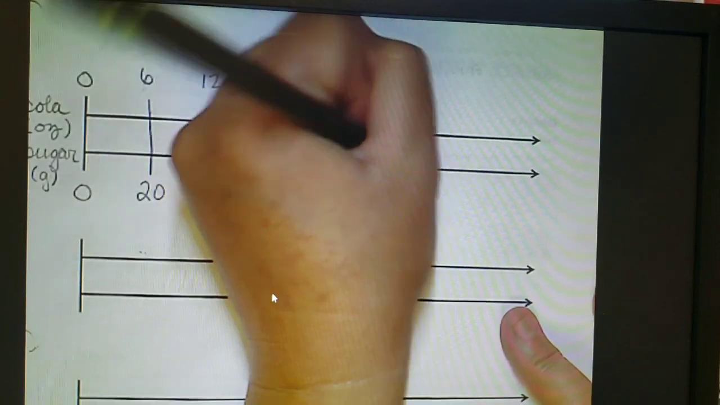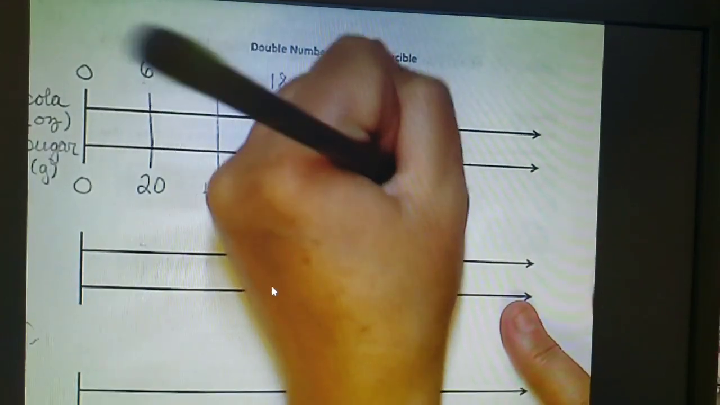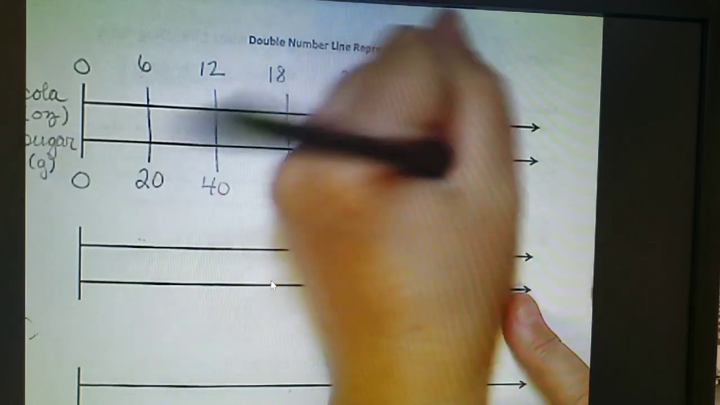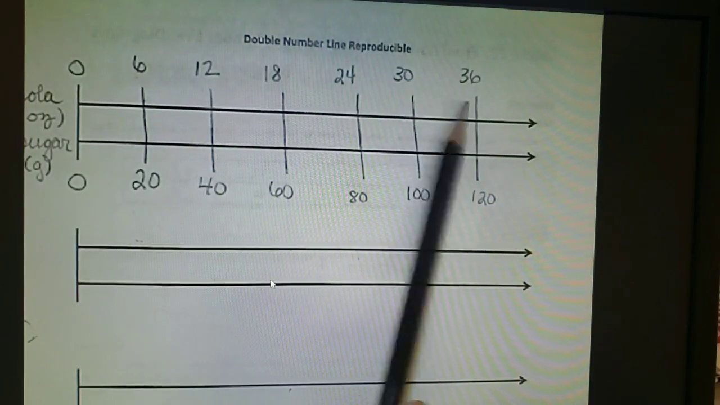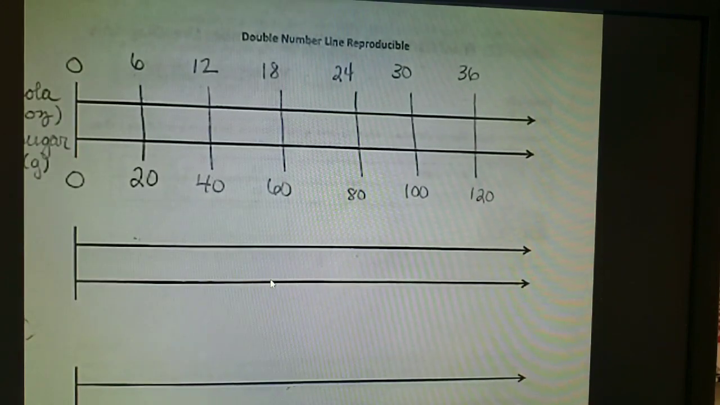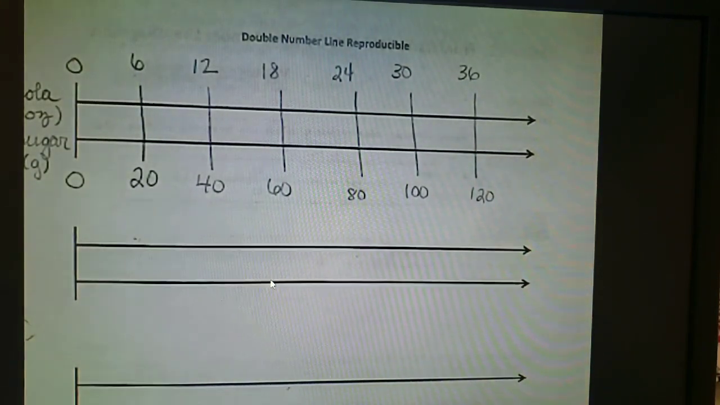Okay, and then we have 30 and 100. All right, and then lastly, we're going to do 36 to 120. Okay, we don't have to continue on our double number line because we're looking for 34 ounces of soda, and it's going to fall between 30 and 36. So we know that it's going to fall somewhere within that range of data that we have.